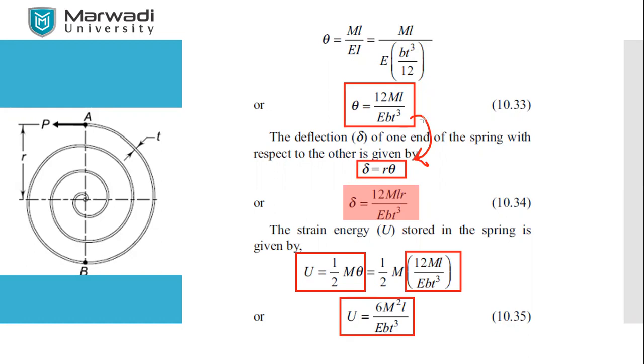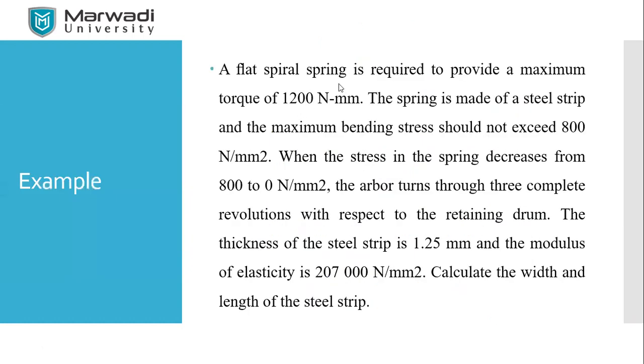Now, using these three important equations in the design procedure, we can solve one example to understand the design procedure in a better way. Let us take this example. A flat spiral spring is required to provide a maximum torque of 1200 Newton meter. That is a spiral spring, and you require it to transfer this particular torque in the application. The spring is made of steel strip, and the maximum bending stress should not exceed 800 megapascal.